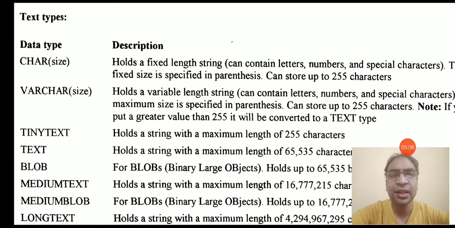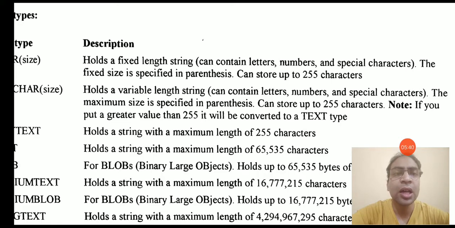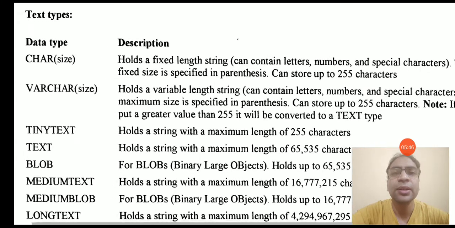Then we have varchar that holds a variable length string. This is the difference between the two data types, char and varchar. That is a most common question asked in your vivas and interviews: what is the difference between char and varchar? So the answer is char allows a fixed length string and varchar allows a variable length string. Varchar can also hold letters, numbers, special characters, and the maximum size is specified in the parentheses. The maximum characters allowed are 255.